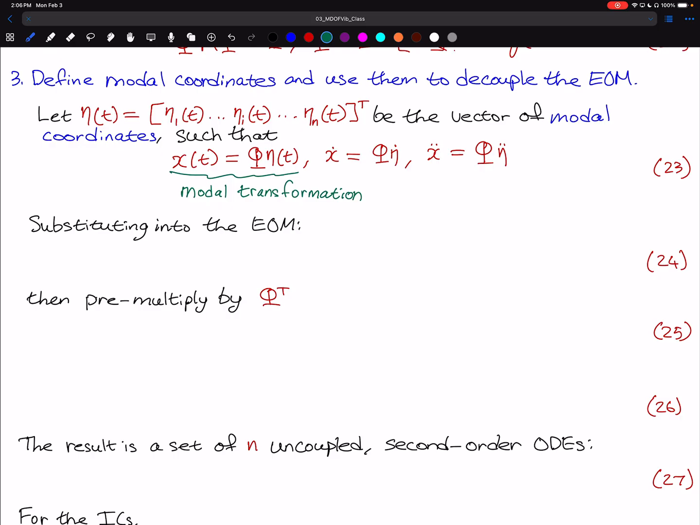Okay, so we're going to take our modal transformation and substitute that into the equation of motion. And this will give us the following. First, we'll have M times big phi eta double dot plus, and we're going to expand our damping matrix into its proportional form. So we'll just have an alpha M here plus a beta K. That's our damping matrix times phi eta dot, plus the stiffness matrix times phi eta. That's then equal to some forcing vector f of t.